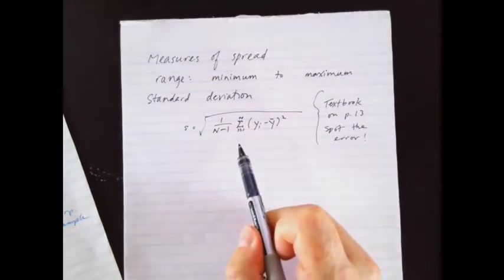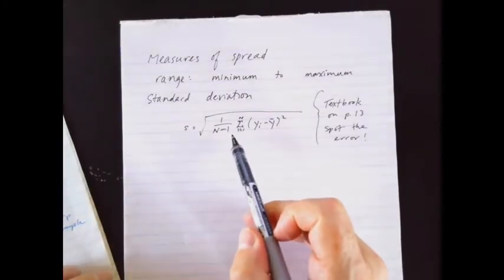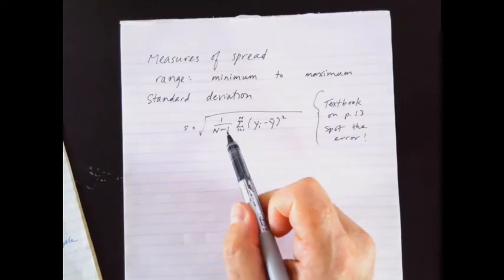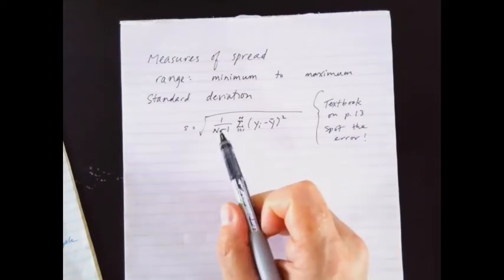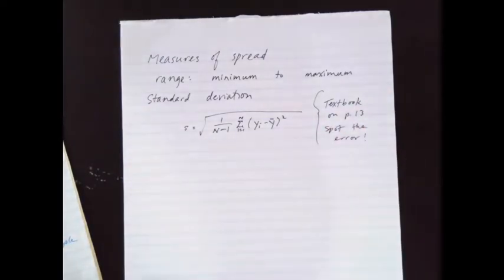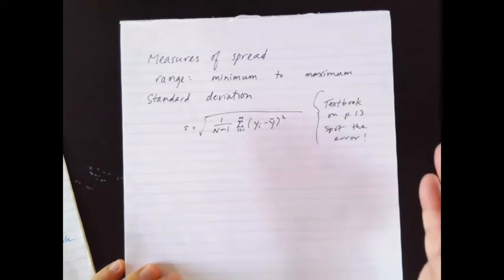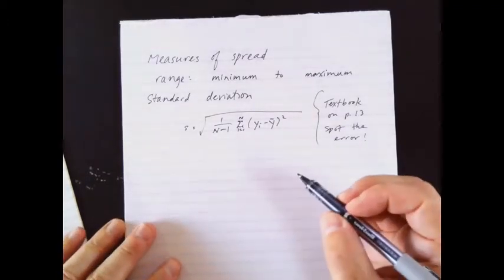For now, I will simply say that if we use 1 over n, that would give us a biased answer. But actually, I'm going to leave it. If you want to know the answer, we will get to the answer later on. But there is a good answer for that.